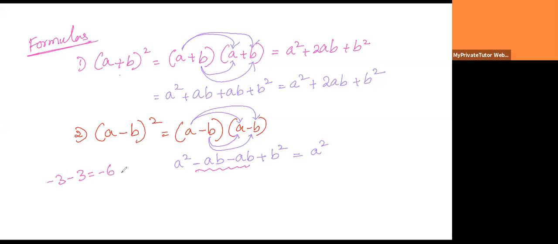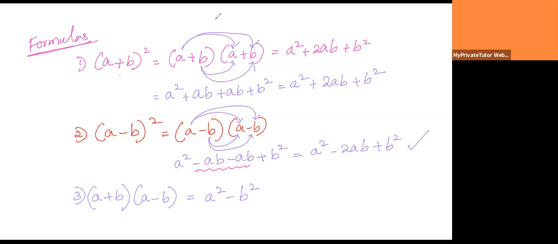Minus 2ab, guys. Plus b squared. So that's the formula. That's an answer. And then the last one is the difference of squares. You're going to multiply a plus b and a minus b. Similarly, just expand it. We'll end up getting a squared minus b squared. No need to spend much time here. I will explain, and you will understand when we solve questions on this.